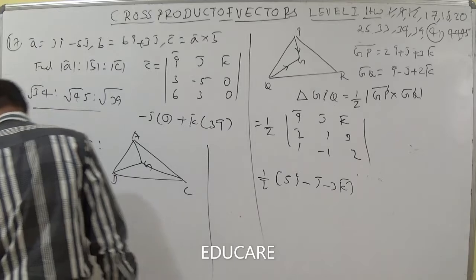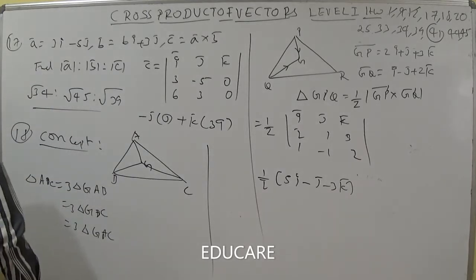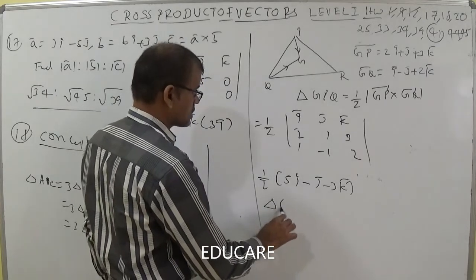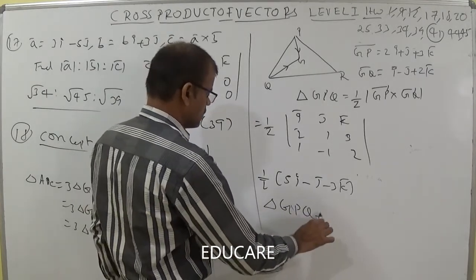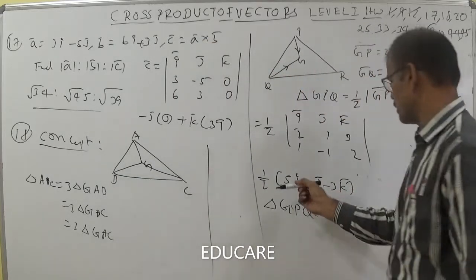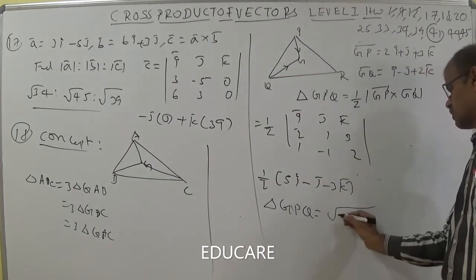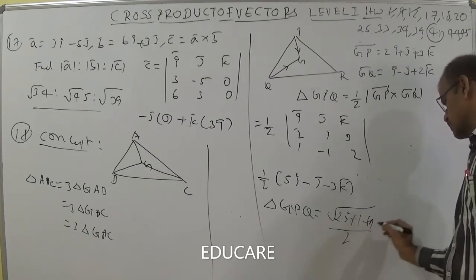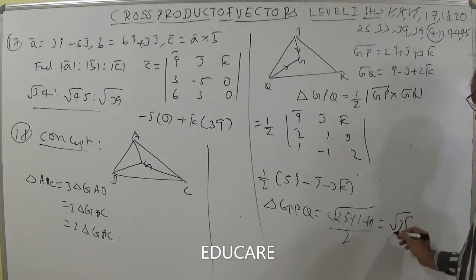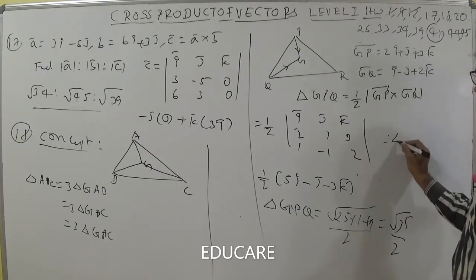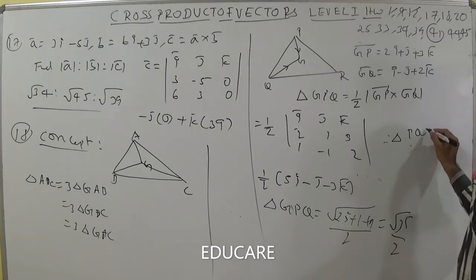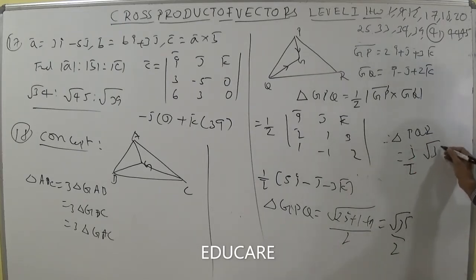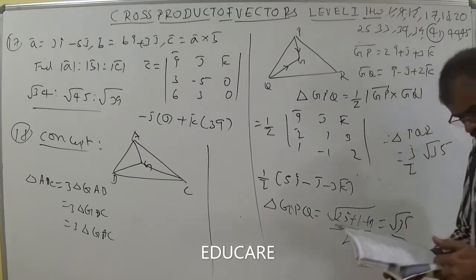Whether he has given magnitude area or vector area, magnitude area he has given. So I am discussing about the triangle GPQ. GPQ triangle area magnitude is root of (25 plus 1 plus 9) whole by 2, that is root of 35 by 2. Therefore delta PQR I am saying, delta PQR equal to 3 times, so 3 by 2 into root 35, that's all.